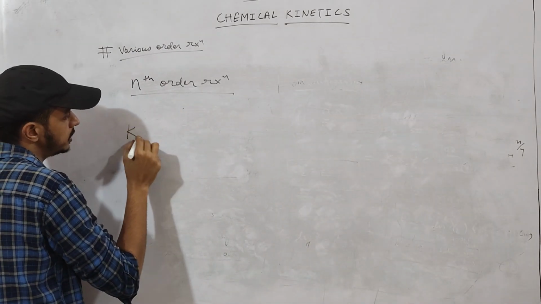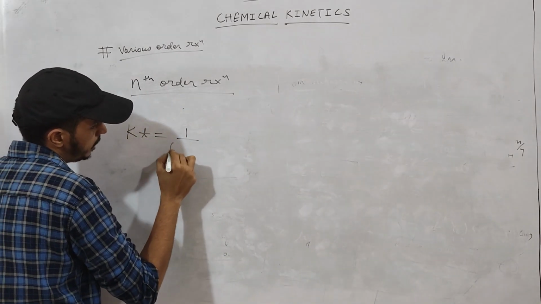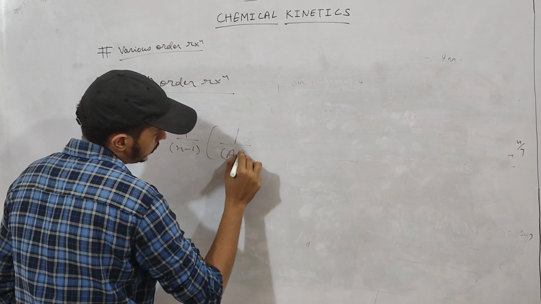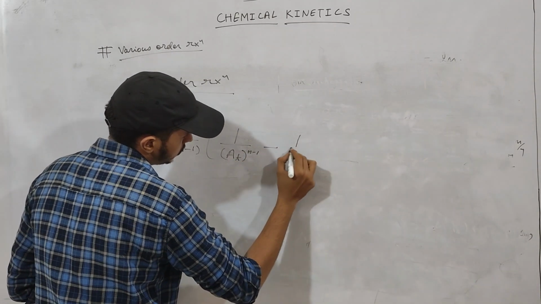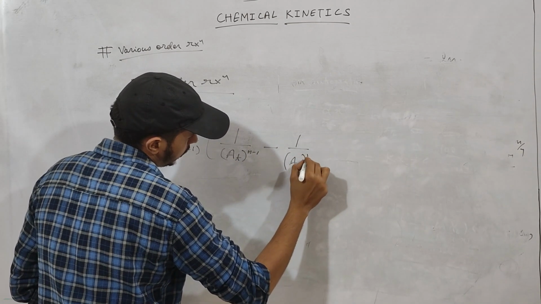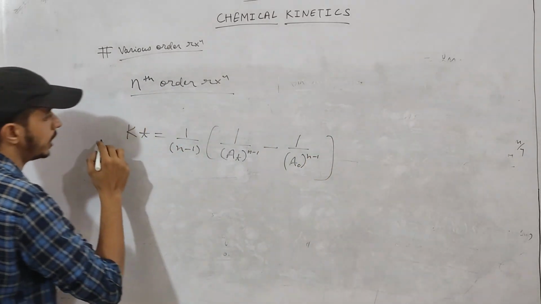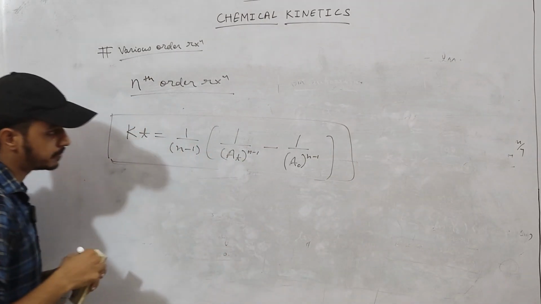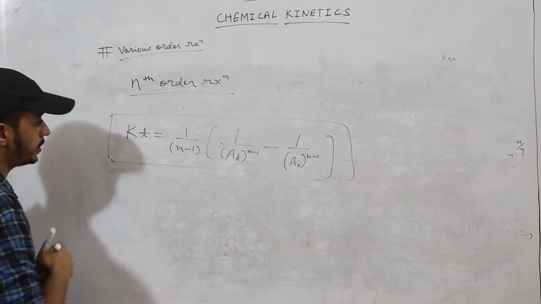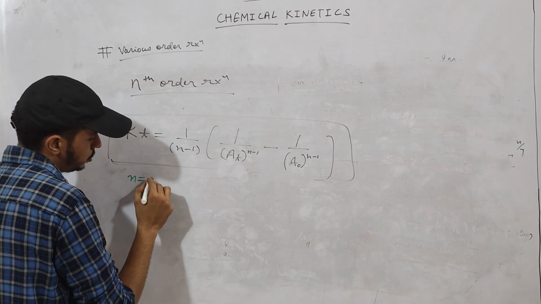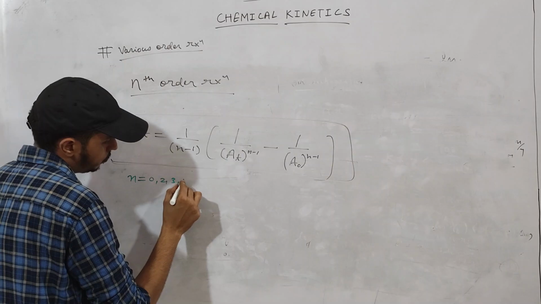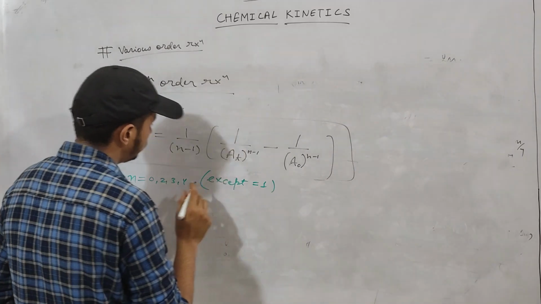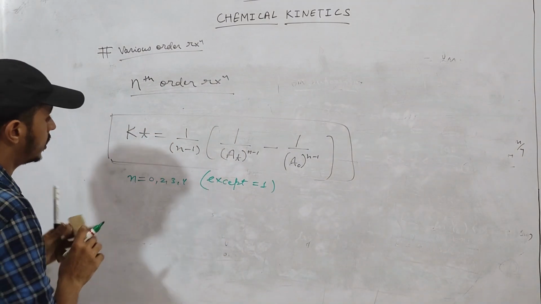The formula is kt is equal to 1 upon n minus 1 into 1 upon a n minus 1 minus 1 upon a naught n minus 1. This is the formula for the nth order reaction. Here n can be any term: 0, 2, 3, 4, except 1. We cannot calculate it for first order. It can be calculated for every other order.